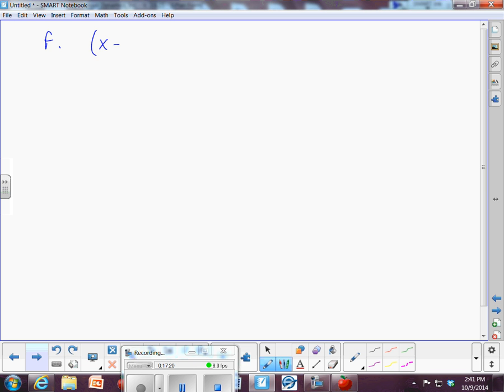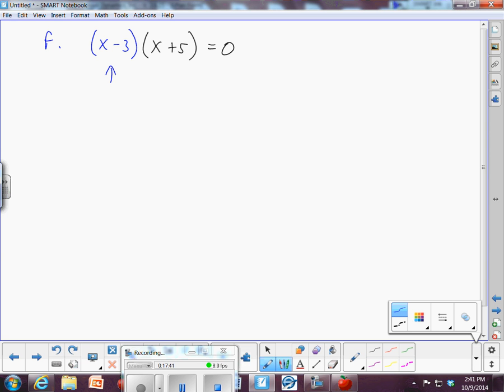The quantity x minus 3, use your black here for the second quantity, times the quantity x plus 5 equals 0. Okay, look at this now. This is actually quadratic. Because you know what? For this first quantity, what if the x were a 3? Wouldn't that make the first quantity 0?